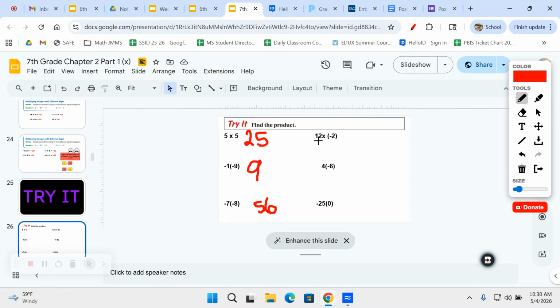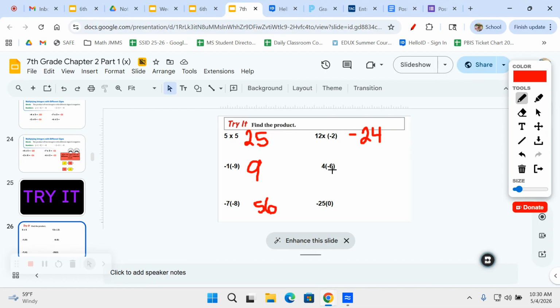So this next one, we have 12 times -2. These have different signs. If we have different signs, then this means we have to have a negative answer. So our answer, if we think 12 times 2 is 24, we have to have a -24. Different signs means a negative answer.